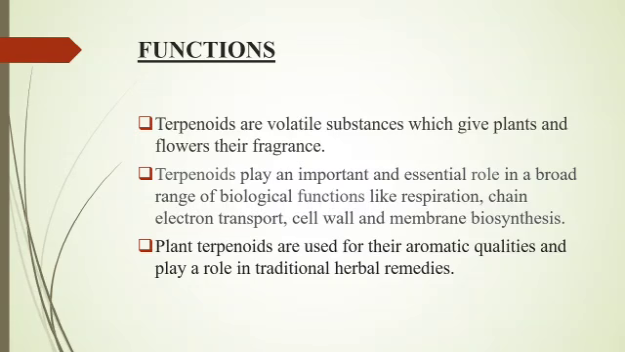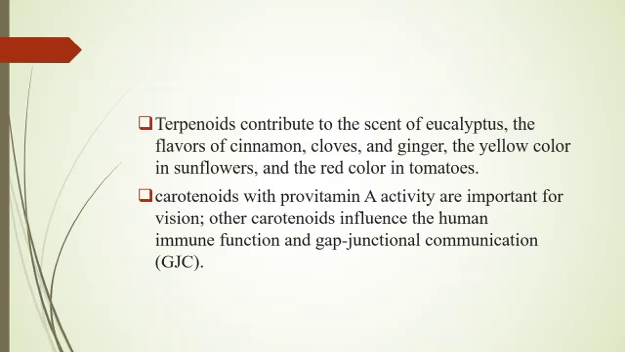Plant terpenoids are used for their aromatic qualities and play a role in traditional herbal remedies. Terpenoids contribute to the scent of eucalyptus and the flavors of cinnamon, cloves and ginger, and the yellow color in sunflowers and the red color in tomatoes. For humans, carotenoids play an important role for health, like carotenoids with pro-vitamin A activity are important for vision. Other carotenoids influence human immune function and gap junctional communication.